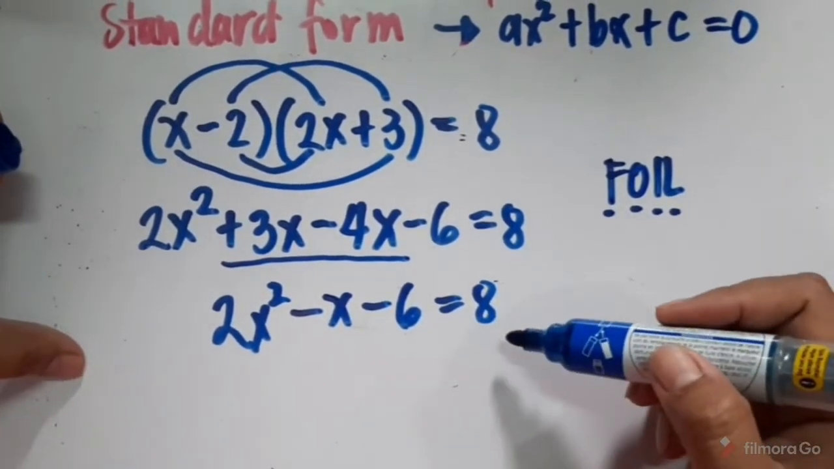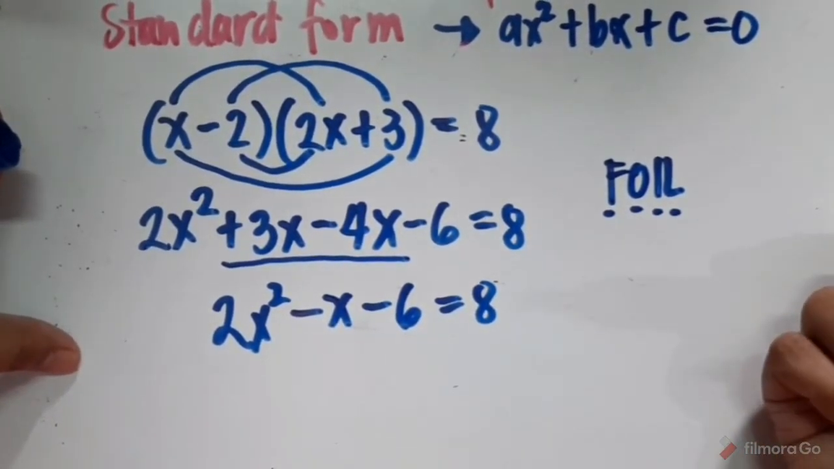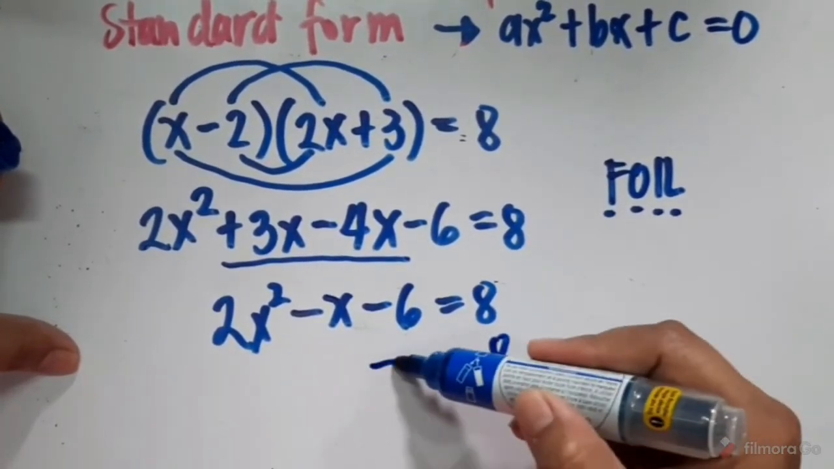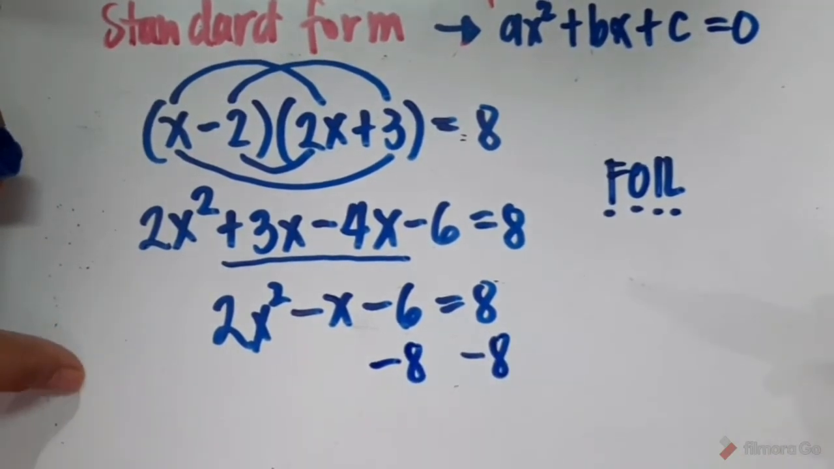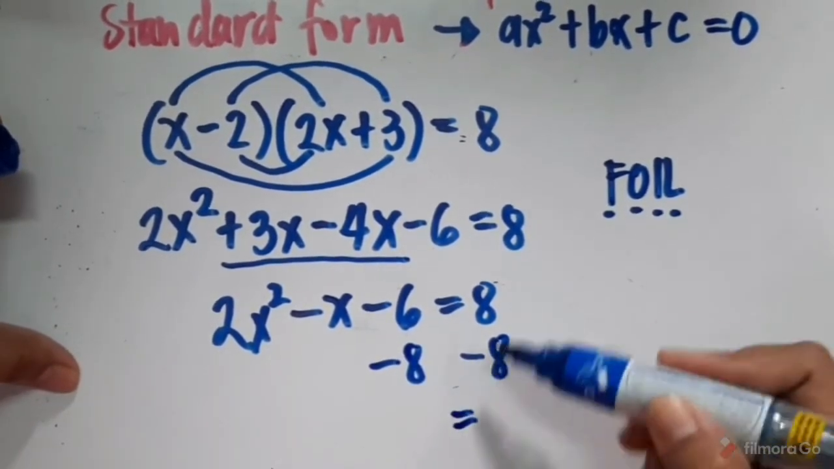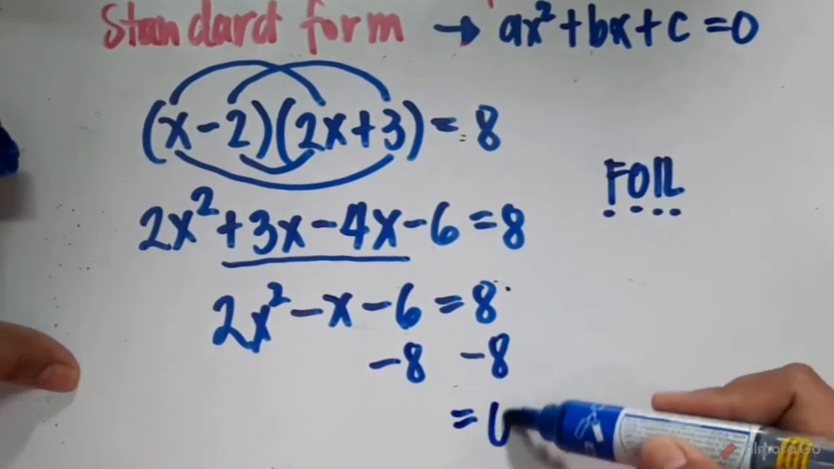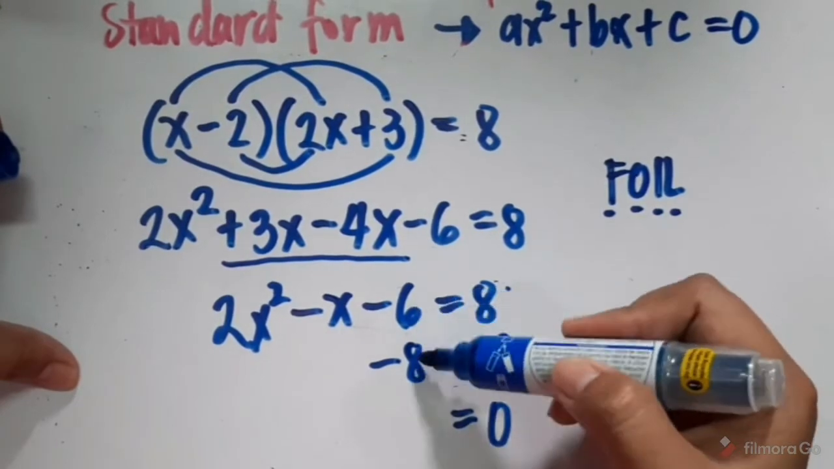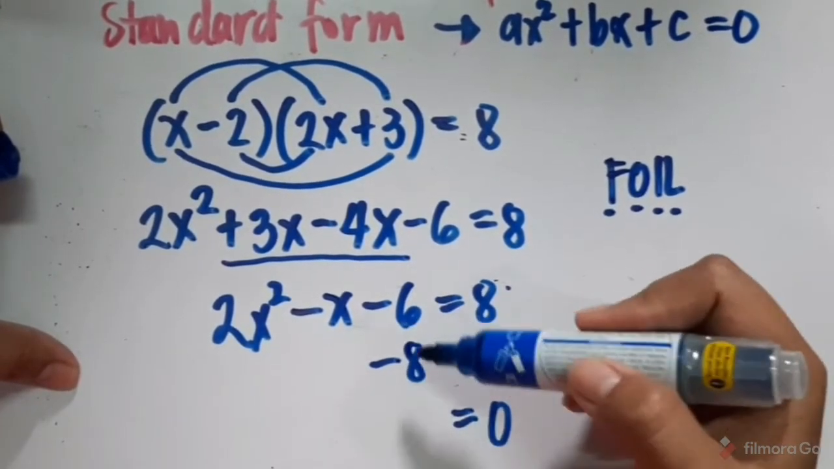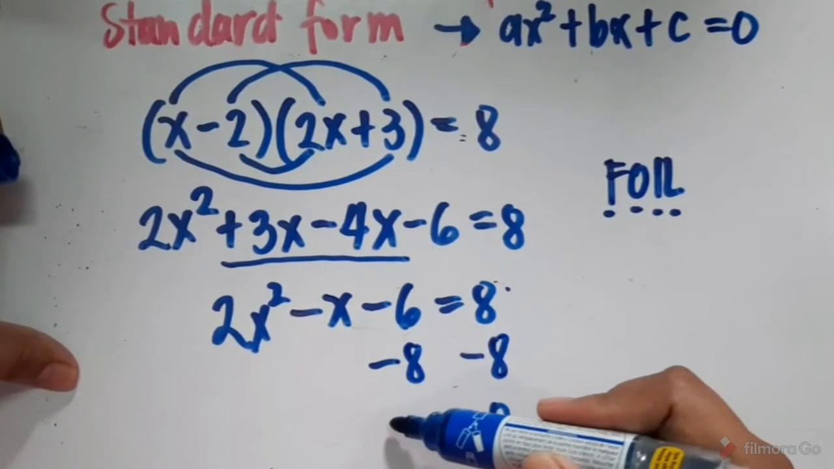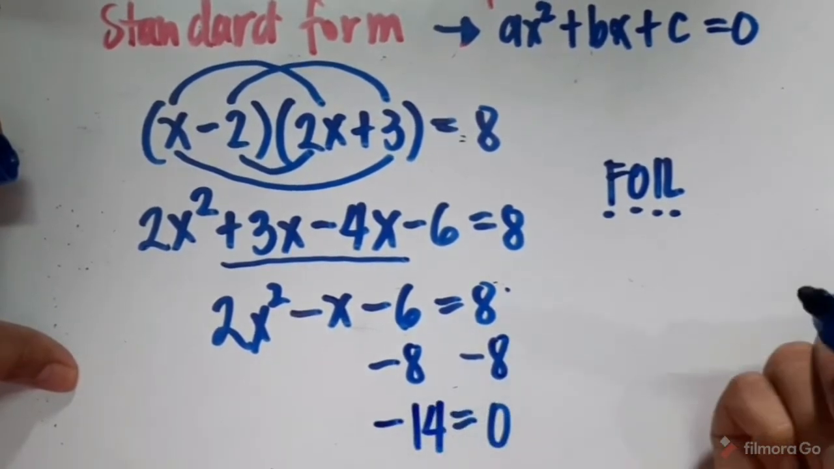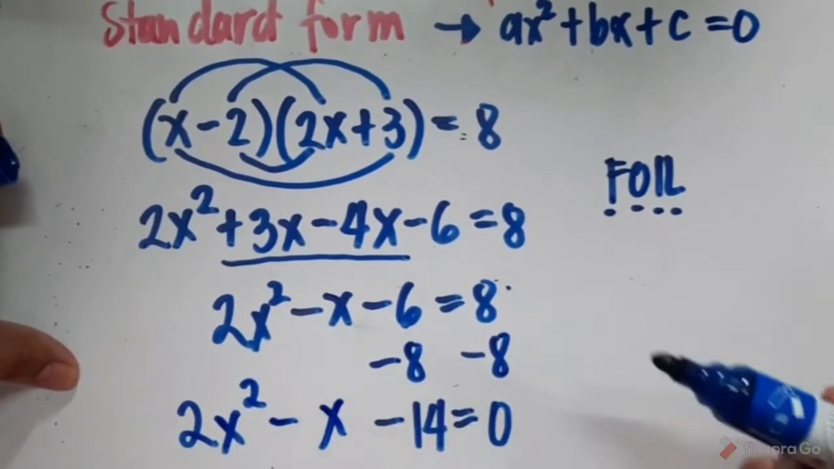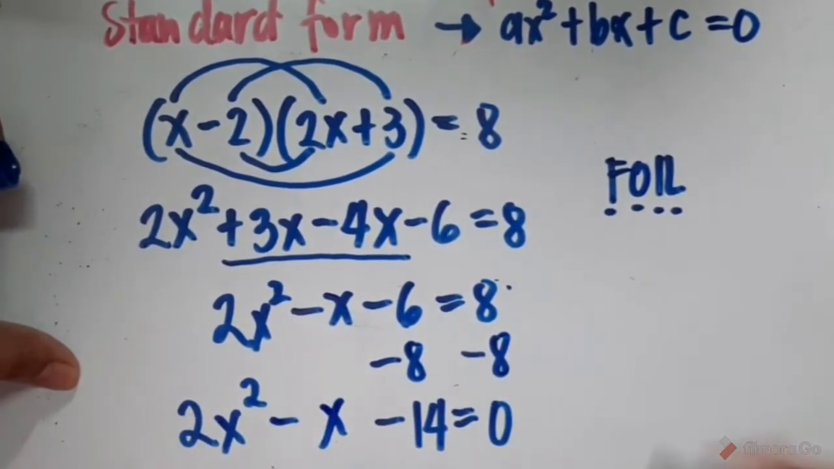So, what is the number to be added to 8 to make it equal to 0? Okay, that's negative 8. So, we again add negative 8 on both sides of the equation. So, that would be 8 plus negative 8 is equal to 0. Then, we rewrite and combine these two. So, what is negative 6 plus negative 8? Okay, that is negative 14. So, we have 2x squared minus x minus 14 is equal to 0.